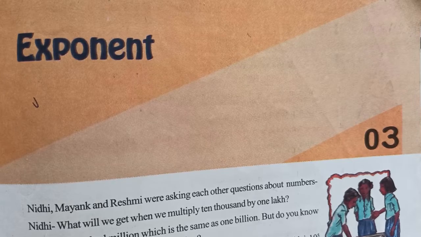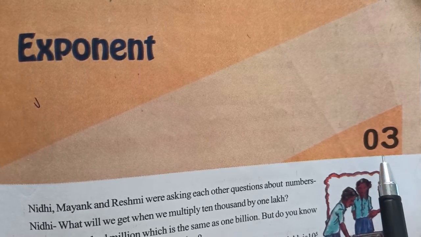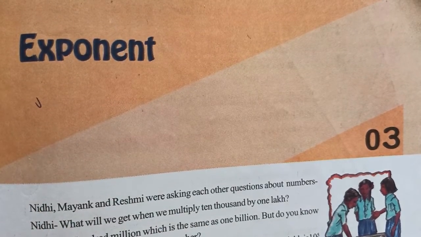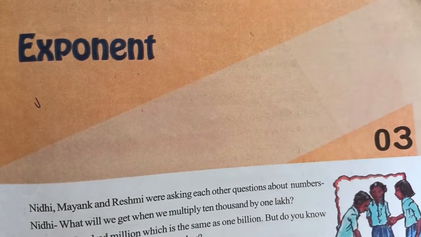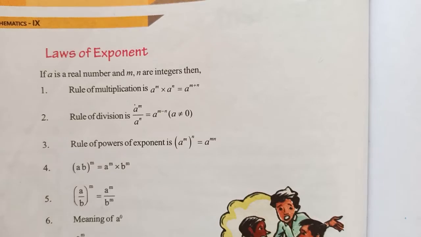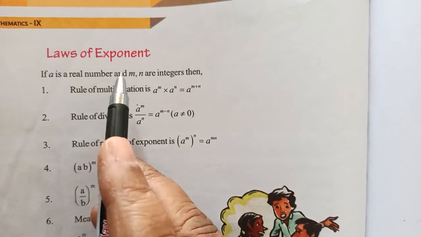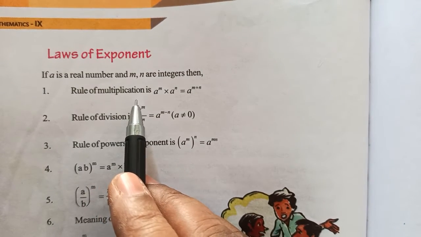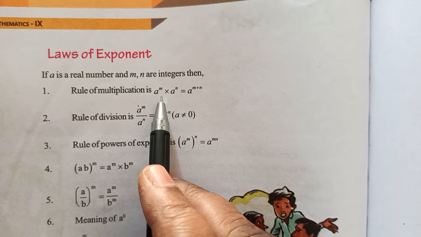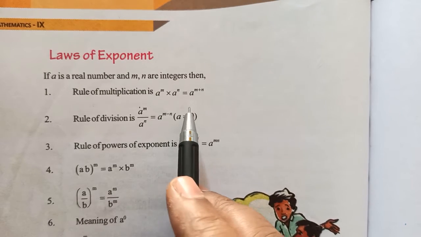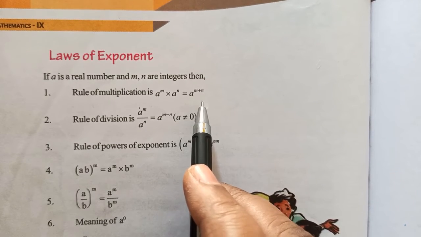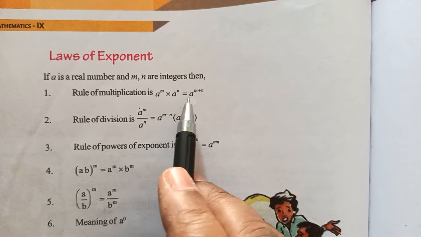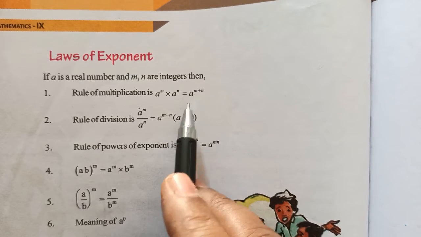Dear students, today we start chapter 3, exponents. We have already learned laws of exponents in previous classes. Here some rules of exponents are given. First, rule of multiplication: a to the power m multiplied by a to the power n equals a to the power m plus n. मतलब बेस सेम है तो पावर्स को प्लस कर देते हैं मल्टीप्लाई करते समय.